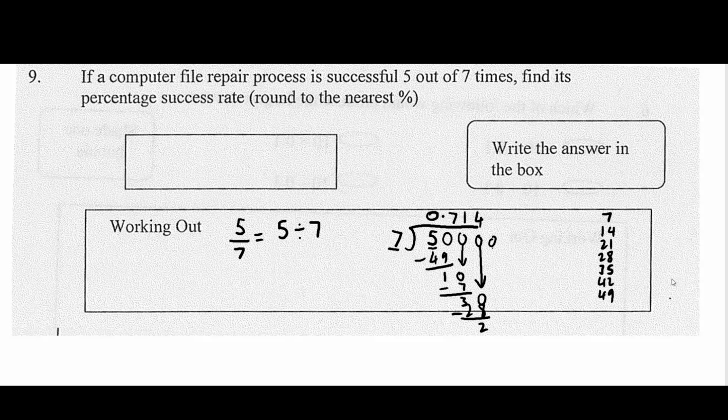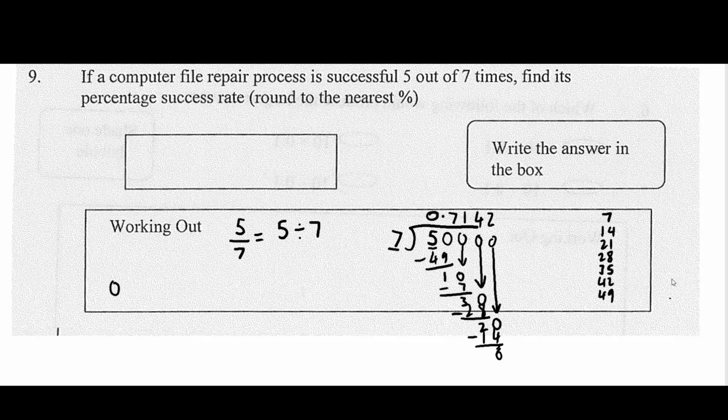How many times does 7 go into 2? It doesn't go. We can put a 0 there and bring it down. How many times does 7 go into 20? It goes twice. 7 times 2 is 14. 20 take 14 leaves 6. Okay, now we've done enough numbers here to be able to put it into a percentage.